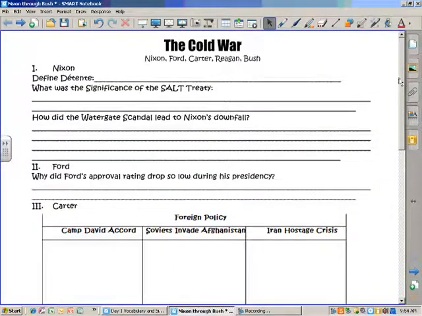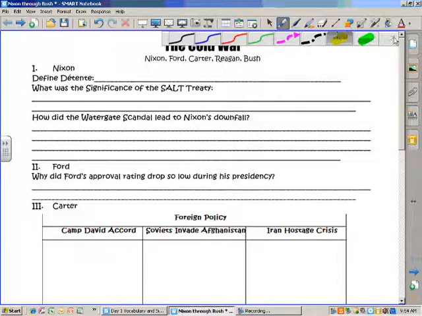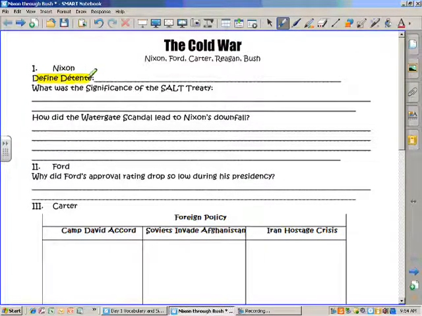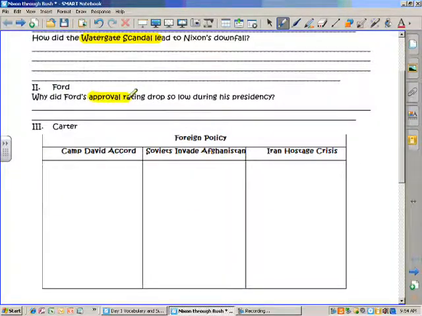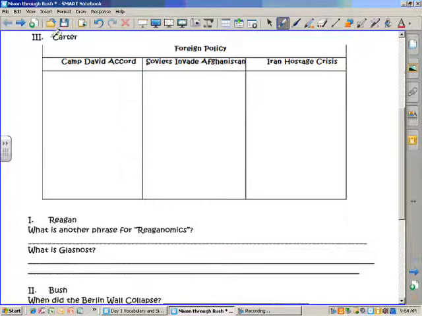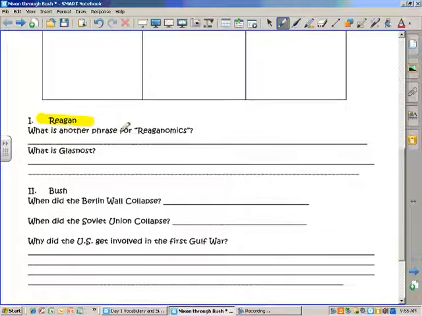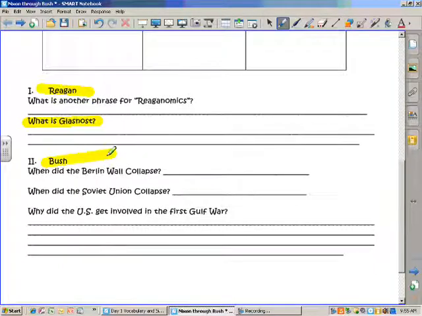So, this is what we've covered so far. This was our last lesson. We defined détente. What was the significance of the SALT Treaty? The Watergate scandal. What about Ford's approval rating? During President Carter's reign: the Camp David Accord, Soviets invading Afghanistan, the Iranian hostage crisis. Reagan: what is another phrase for Reaganomics? Glasnost. And finally, President Bush.